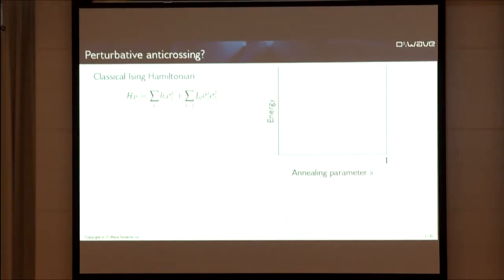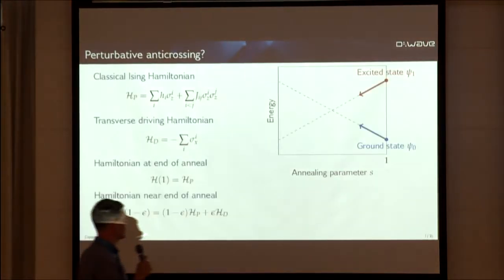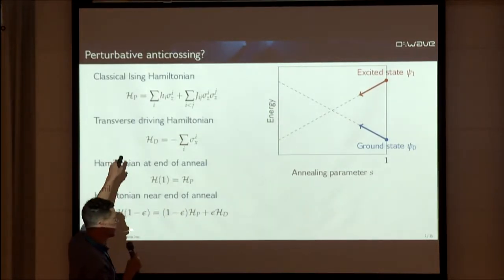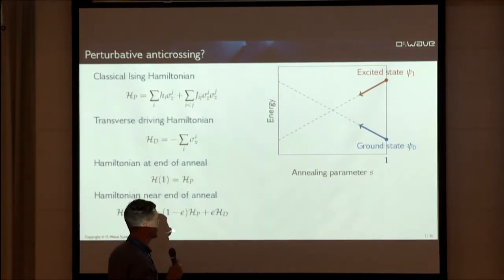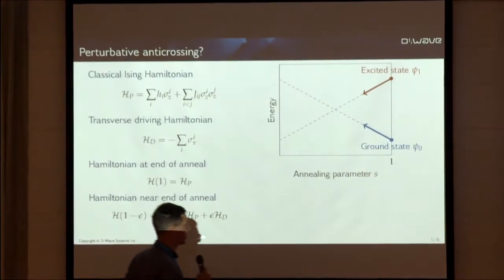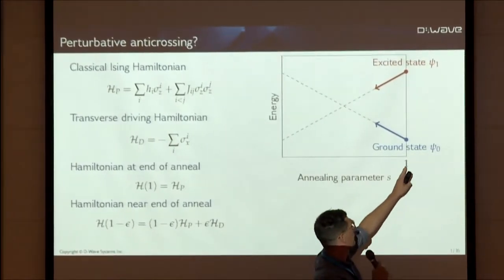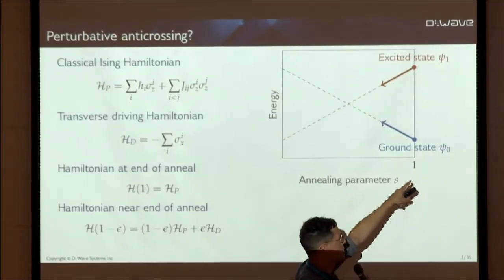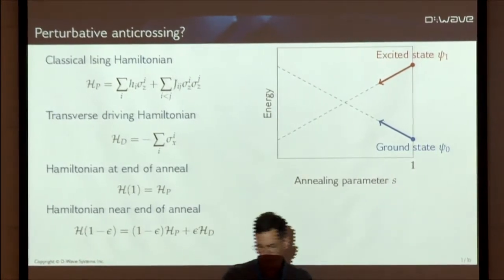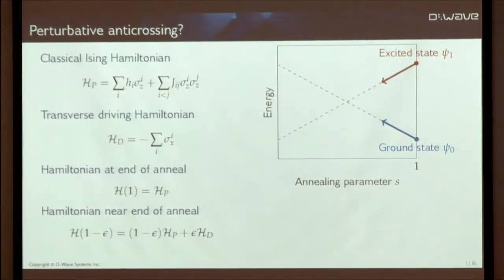Okay. So I'll skip this animation in the interest of time. We all are familiar with this Hamiltonian. And I'm going to look at a perturbative picture. So we're looking very close to the end of the anneal. And we're going to look at a ground state and an excited state. These are kind of classical states or states at the limit at the end of the anneal.